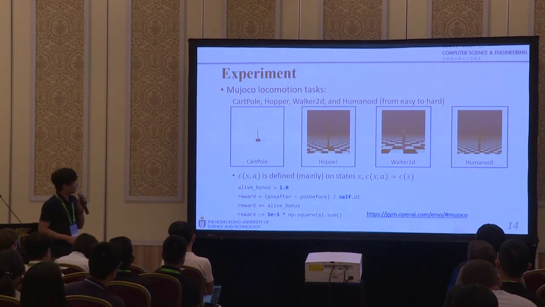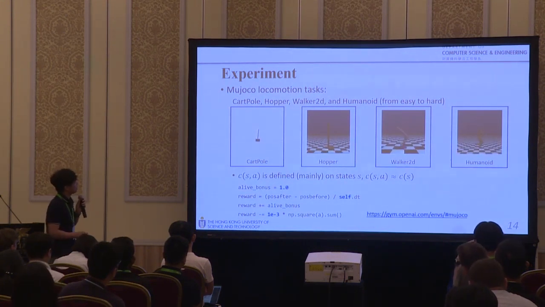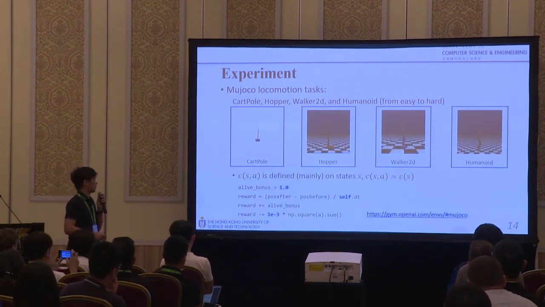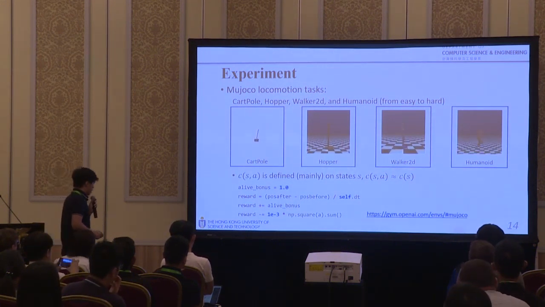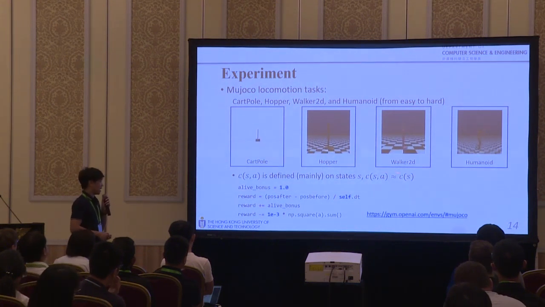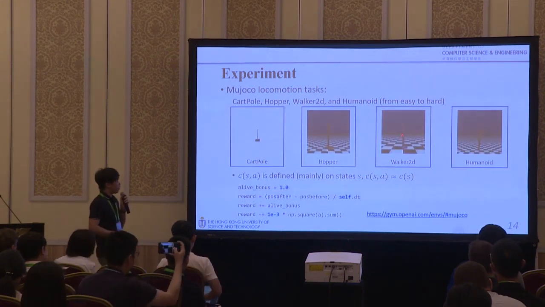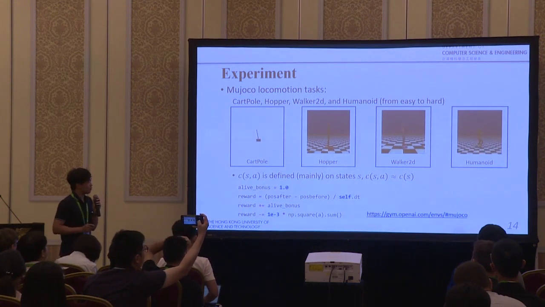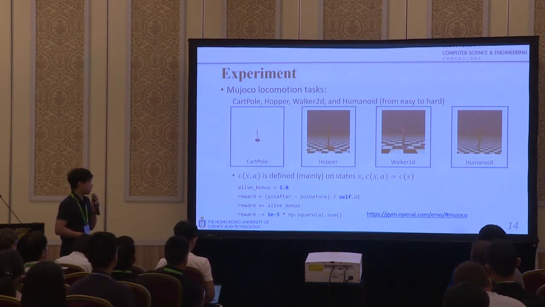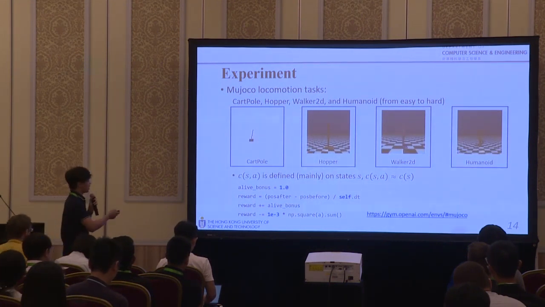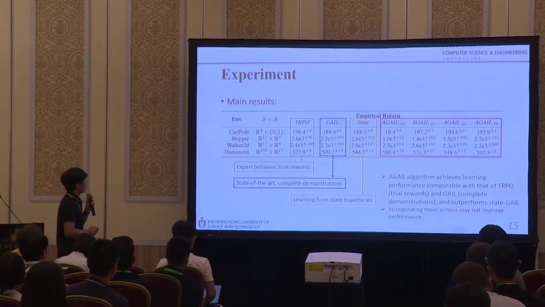Here we use 4 tasks that range from the easiest one, the cartpole, to the very complicated one, the humanoid. In order to check whether our assumption holds in these tasks, we checked the code of the different environment implementations. In most of the gym environments, the reward is defined mainly on the states, and the action contributes very little. So that means our assumption holds for basically all tasks. So this is our overall result.